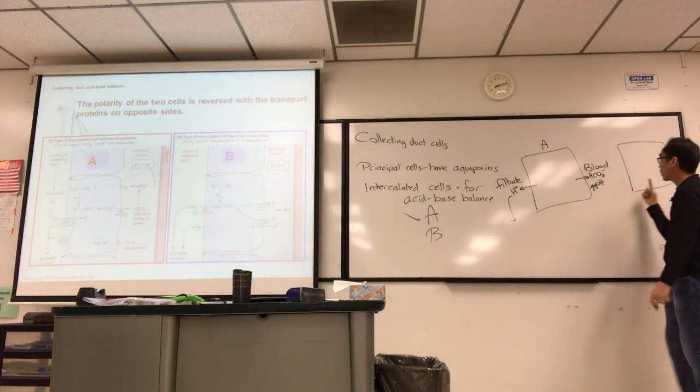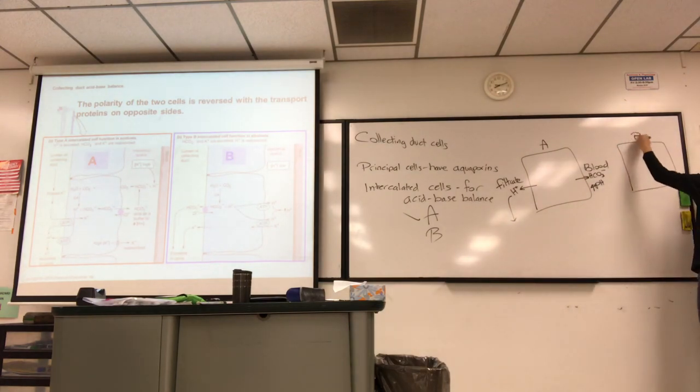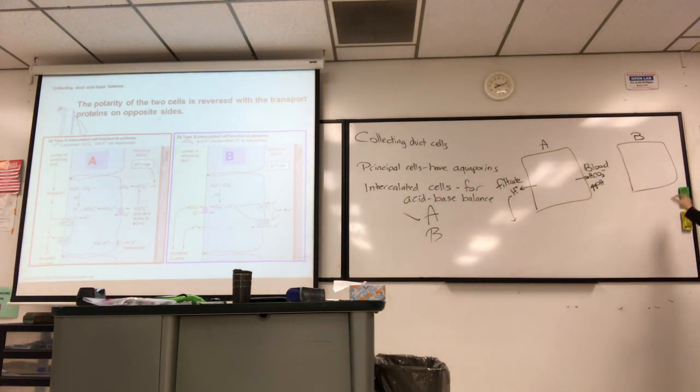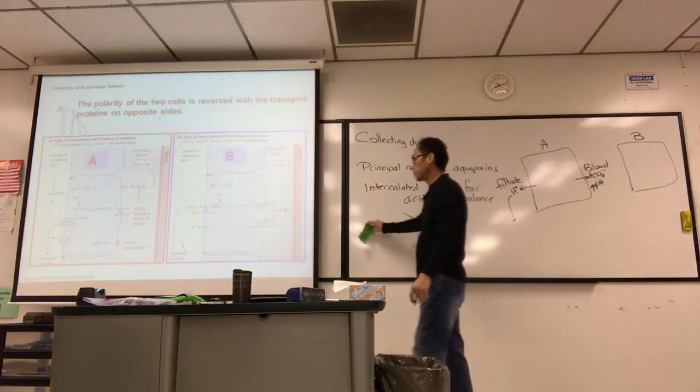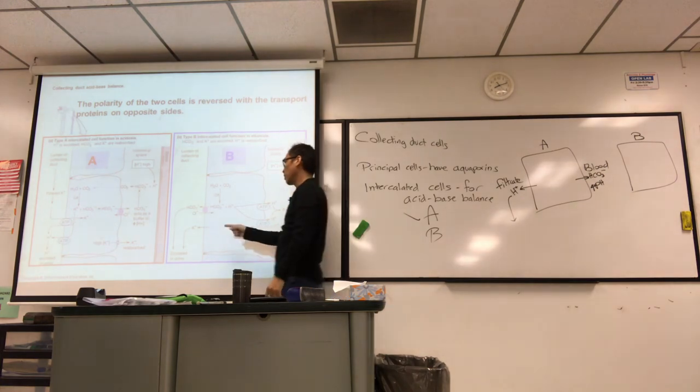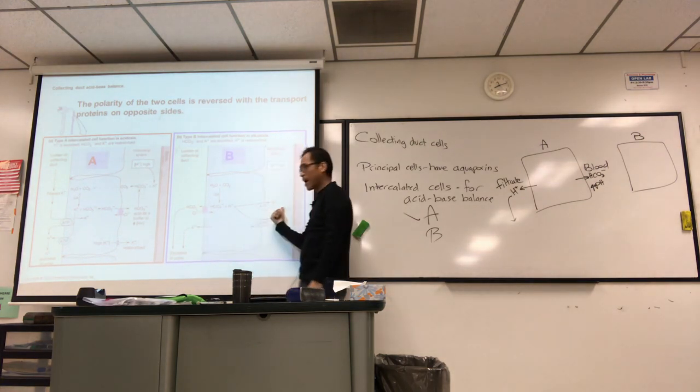Now, this one over here, the type B's, you just rearrange the furniture. You just put the pumps and the channels on the opposite side. So this cell excretes the base and reabsorbs the acid.